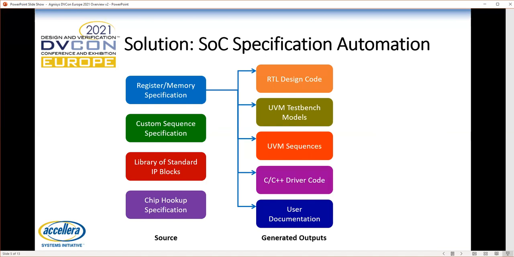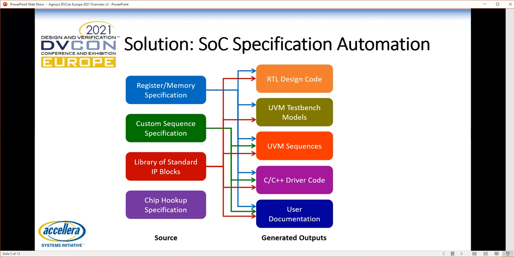You can generate UVM test bench models and UVM sequences to run in the test bench. You can generate C, C++ driver code that programs and uses the IPs and the SoC, and you can generate shared documentation across the project. For custom sequences, you can also generate those sequences in forms that are useful for the test bench, the UVM test bench, the C++ driver code, and again, documentation.